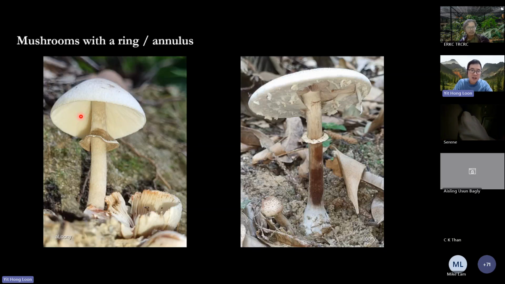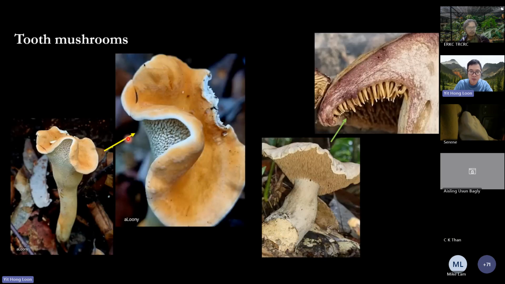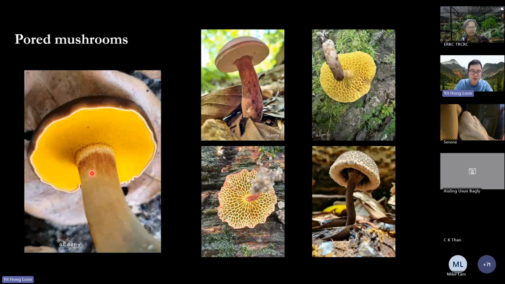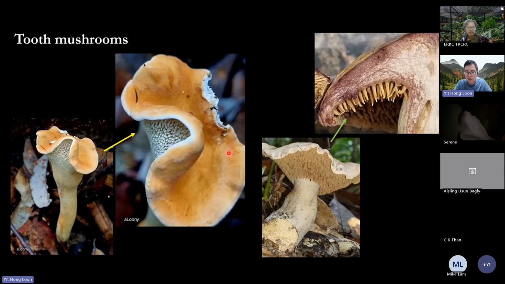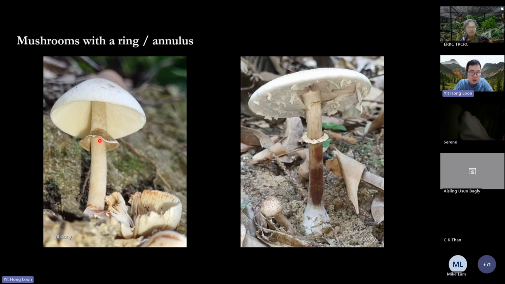If you compare to the first gill mushroom again, you can see there's no ring, there's no annulus. This one also you can't see the ring, right? So this is how we do the identification. This mushroom is with the ring. The rest we don't have.